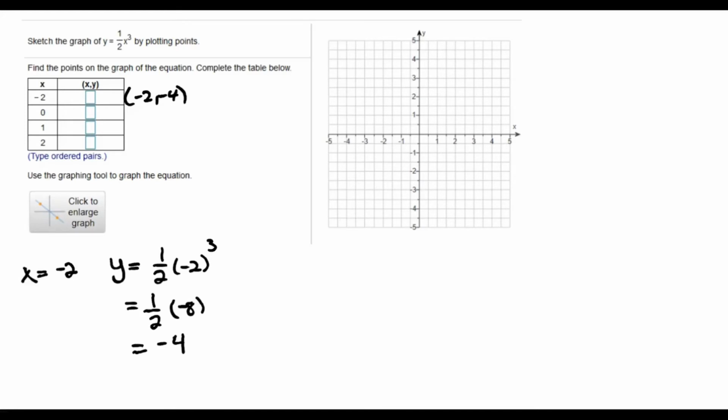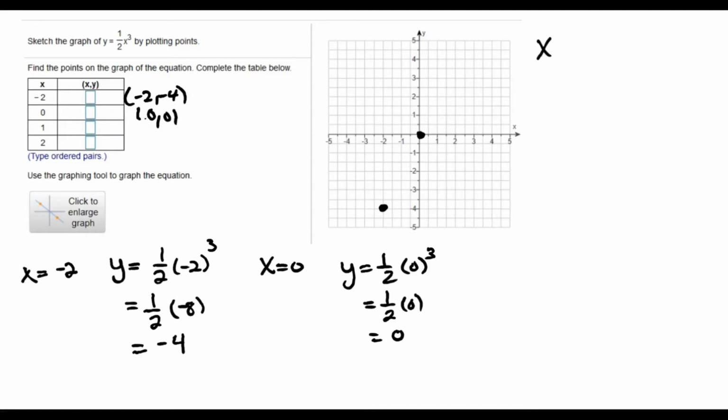And we can plot that. Negative 2, negative 4 would be about right here. Okay, if x is equal to 0, y is equal to 1/2 times 0 cubed. Following order of operations, 0 cubed is 0, and 1/2 times 0 is 0. So we get the ordered pair 0, 0. Then we have x equals 1. So y is equal to 1/2 times 1 cubed. That's 1/2 times 1, that's 1/2.